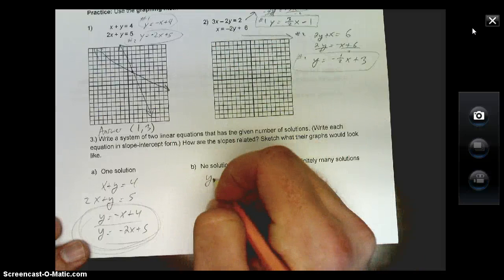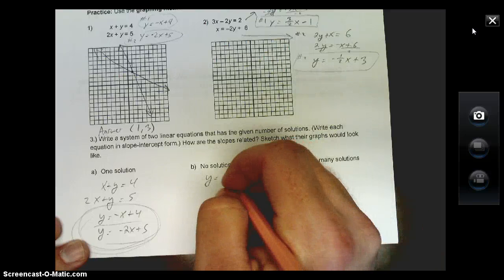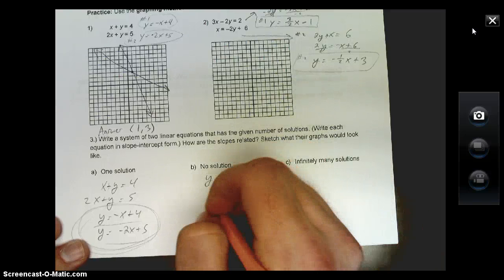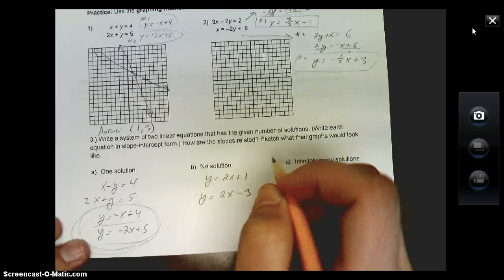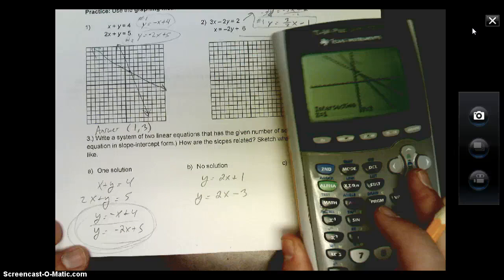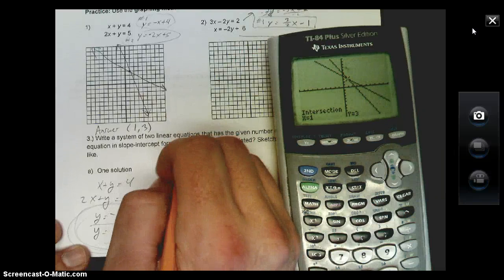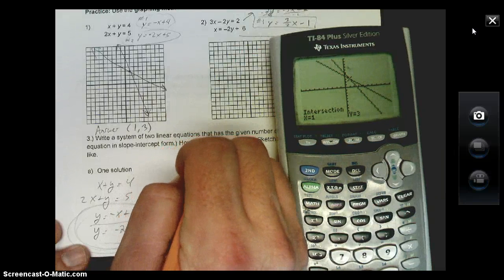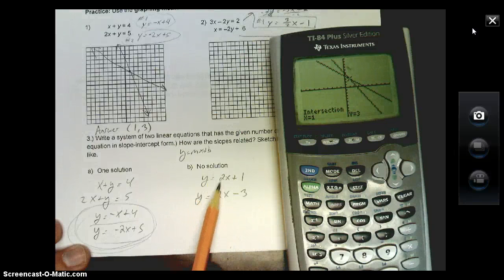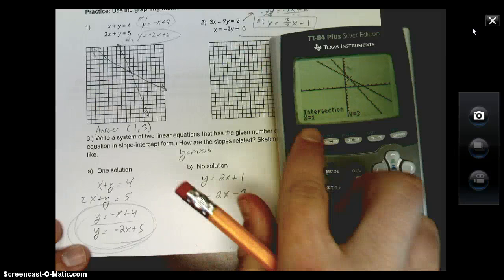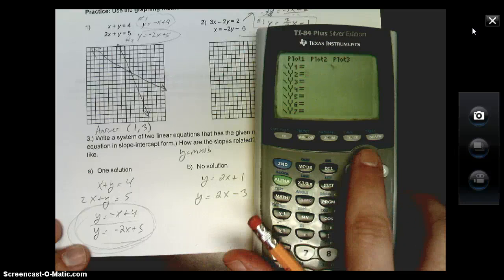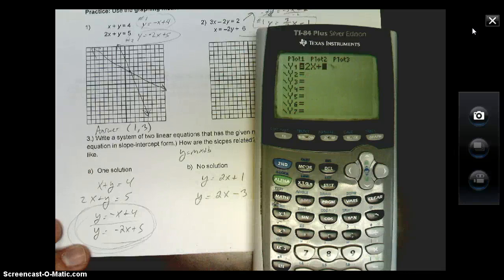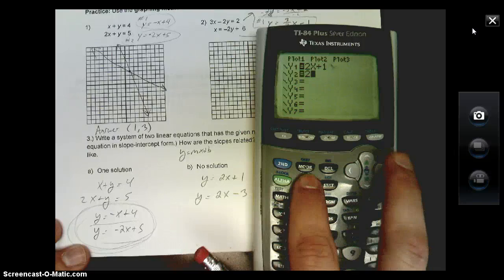For an example of no solution, let's try something like y equals 2x plus 1, y equals 2x minus 3. Now, why in the world would I do that? Hopefully, if you recall from before, y equals mx plus b. What do you notice about these two slopes? Well, they're identical. They're both 2. If I were to graph this, 2x plus 1 and 2x minus 3.